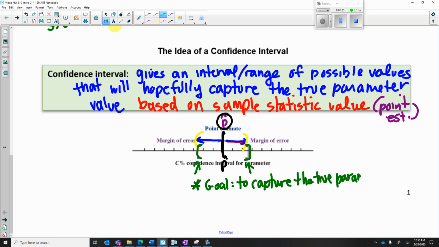So in the case of above, the parameter value was P. So the goal would be to capture the true proportion of all US adults who are vegans. So my p-hat hopefully is a good estimate of what p is, and I'm hoping that this interval that I create will capture the true p.